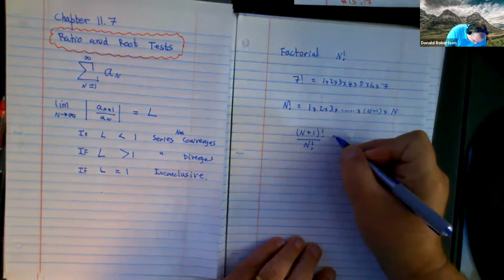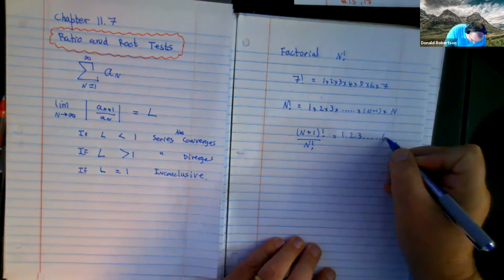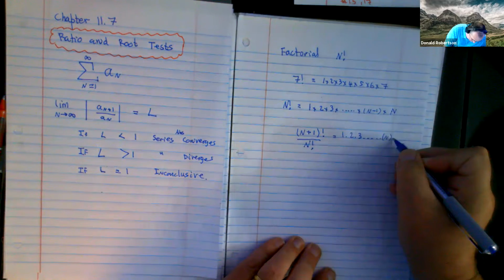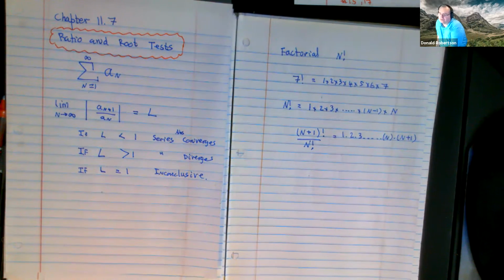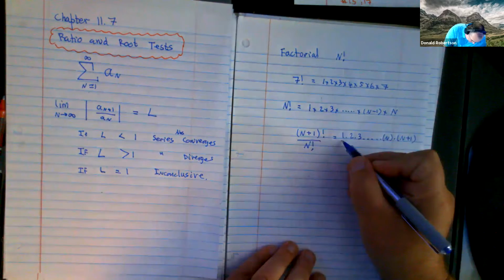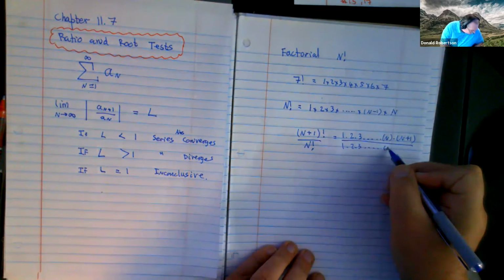Think of this guy as 1 times 2 times 3 times ... n times n plus 1. Are you happy that n plus 1 factorial would look like that? And then on the bottom, 1 times 2 times 3 up to n.